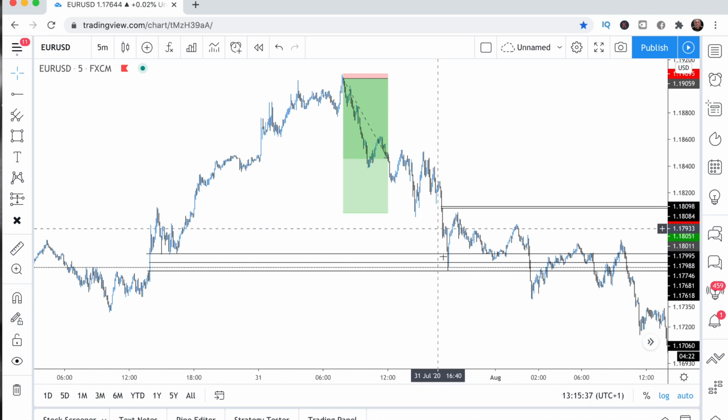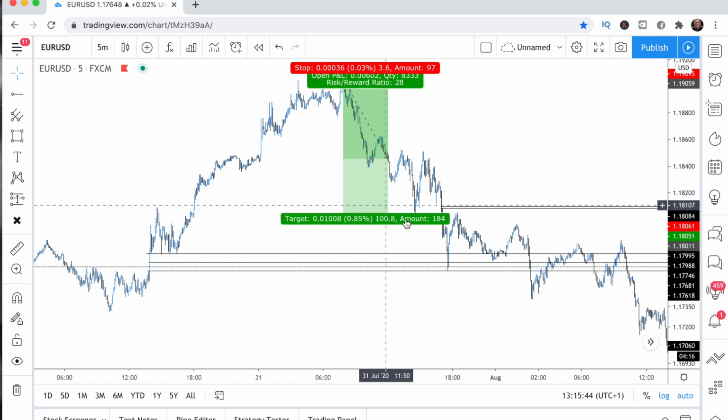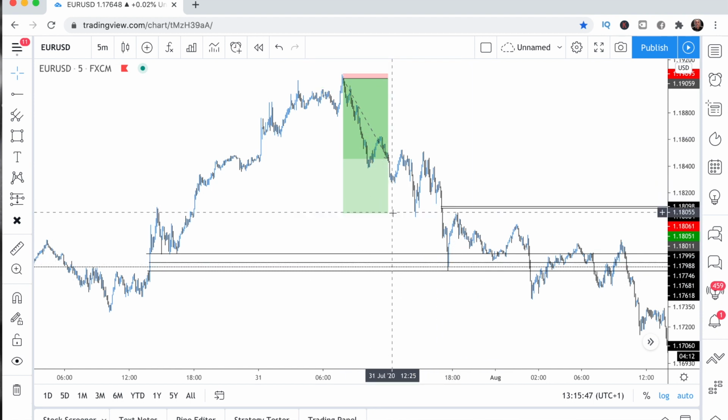I didn't catch the continuation because my overall target was this zone over here. So although it hit it, I didn't catch it. I just closed out my trades down here because that was my initial target. But it did get down here eventually, right? And then when it got down here, I wanted to see what happened.